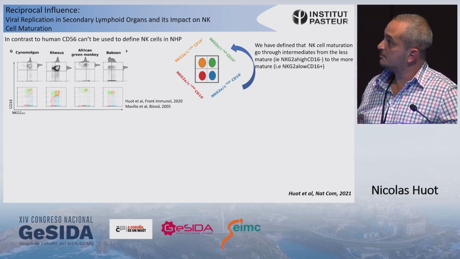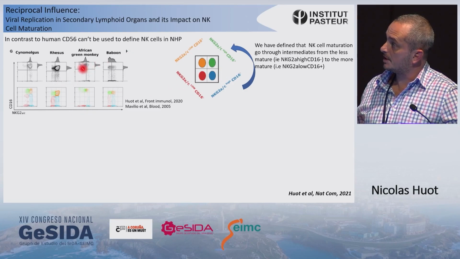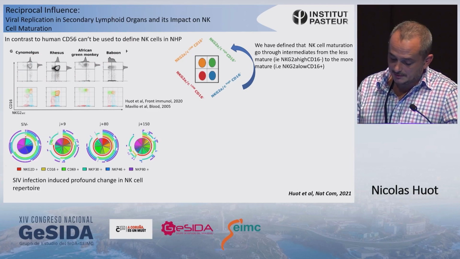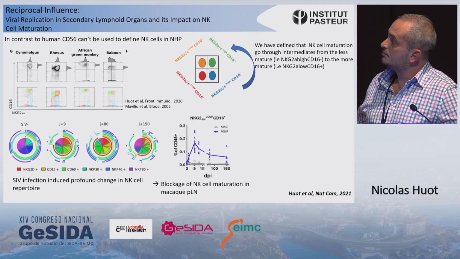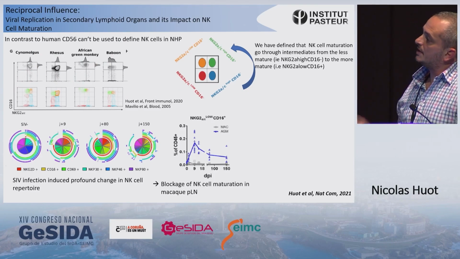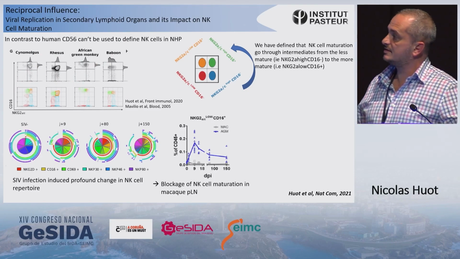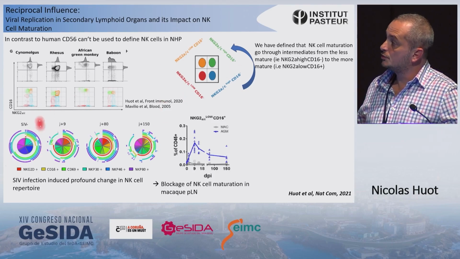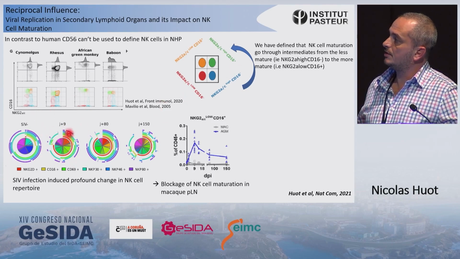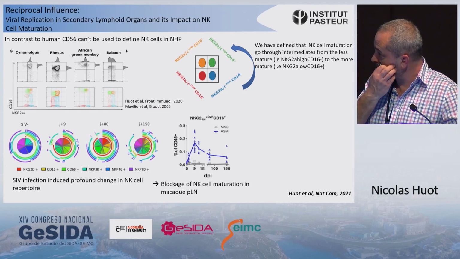We confirmed this model in different species of non-human primate models, such as cynomolgus macaque, rhesus, baboon, and African green monkey. And we use this model to investigate the terminal differentiation of NK cells. And as you can see on the pie chart, following infection, there is a huge change in the NK cell phenotype during the time course of infection.